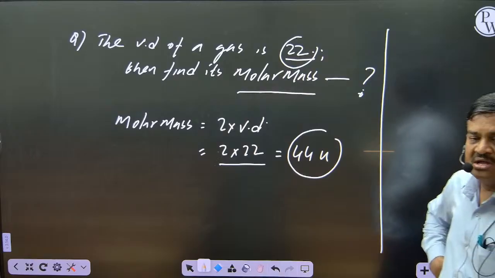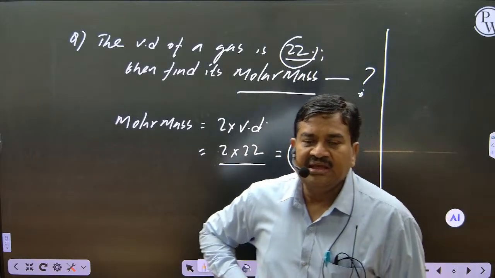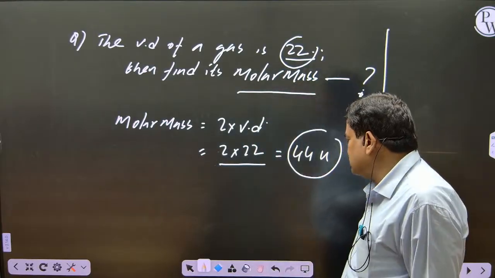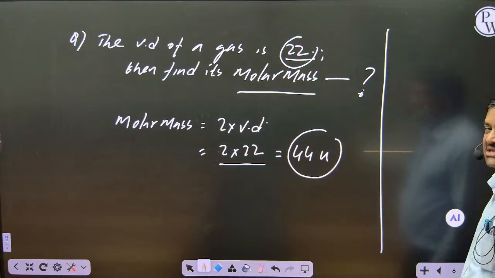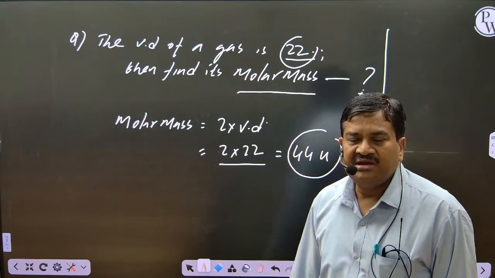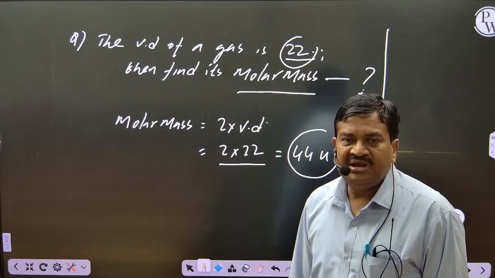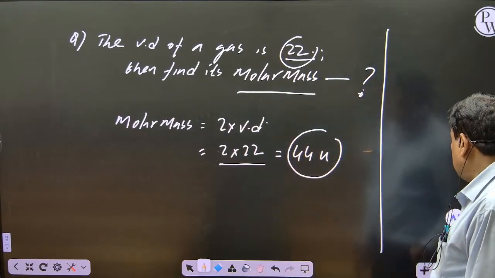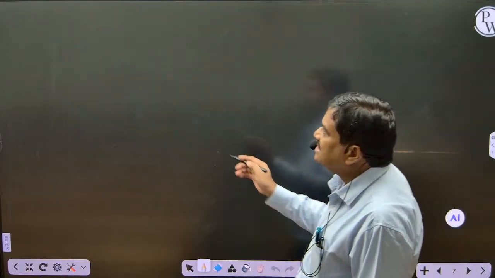So the mole concept has been completed. Next heading, concentration terms. Next we have to study concentration terms. Have you all copied this? Till now we learned gram molar volume, Avogadro's number, and vapor density. Now the next concept, heading: concentration terms.